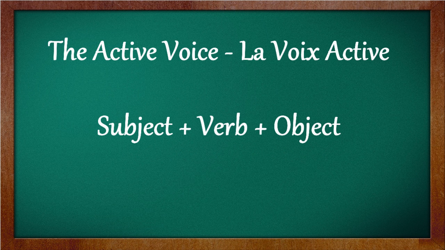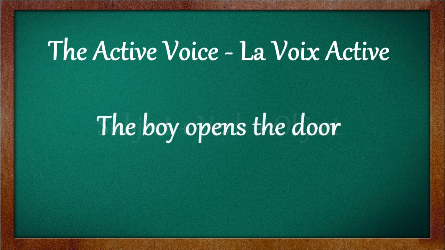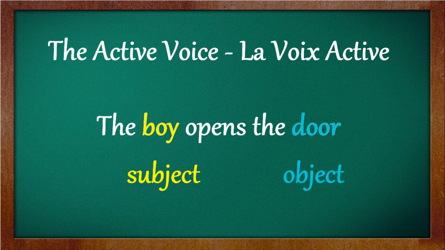So the active voice is the voice we use most often, in which one person, the subject, does an action to another person, the object. For example, in "The boy opens the door", the boy is the subject, because he is doing the action. He is opening the door. The door is the object, because it receives the consequence of the action.